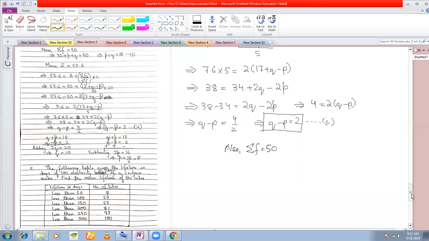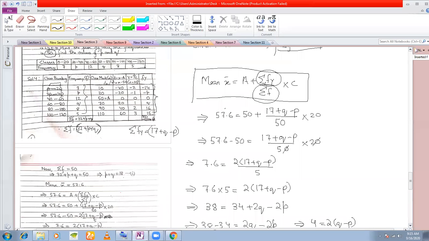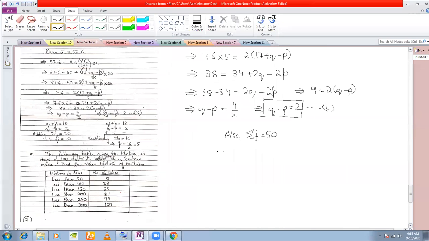And how much is the total of this column we have found out? Sigma F, we have found out this to be 32 plus P plus Q. So this is 32 plus P plus Q is equal to 50. So this will give us our second equation.